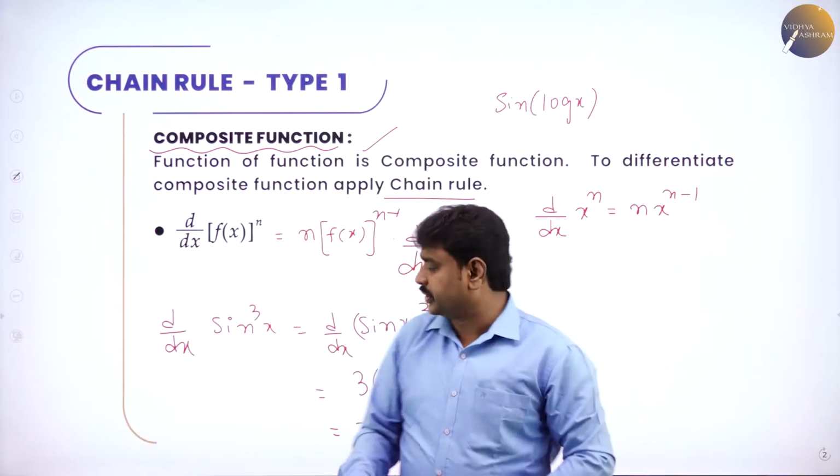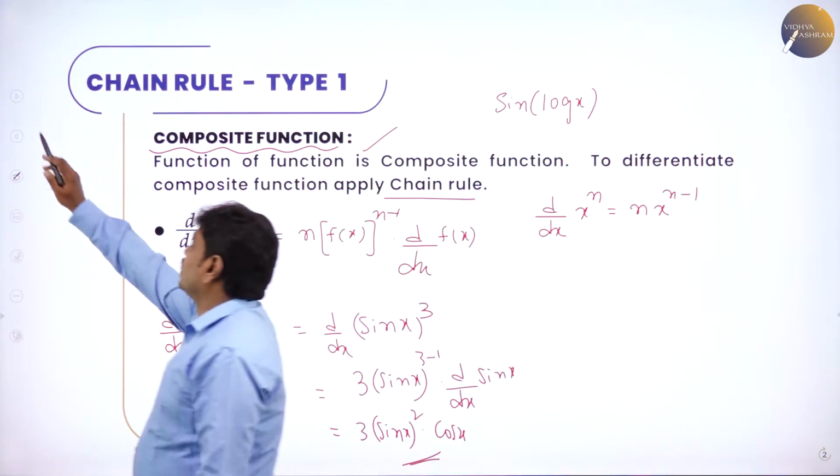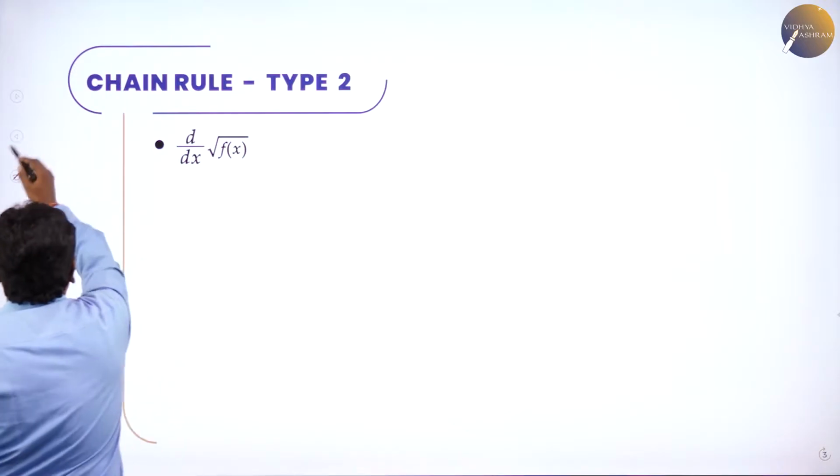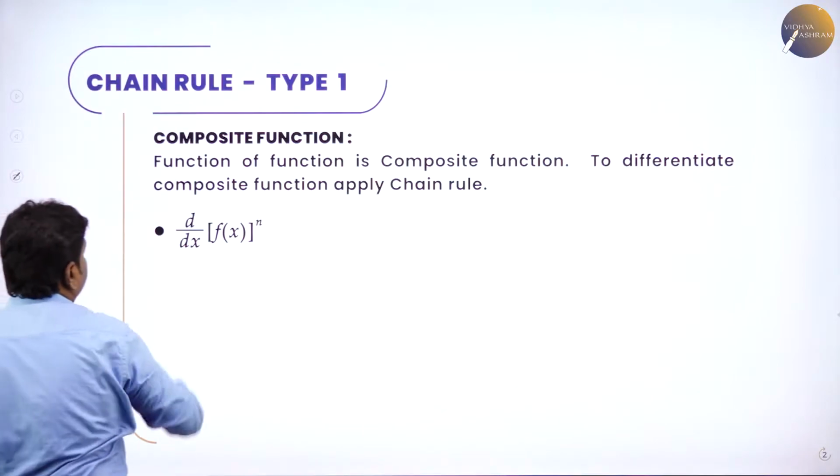Or 3 into sine x whole square into d by dx of sine x, which is cos x. So now I wrote d by dx of sine cube x. So first type I started with, that is f of x power n. Now let me take as many problems as possible to discuss this type.